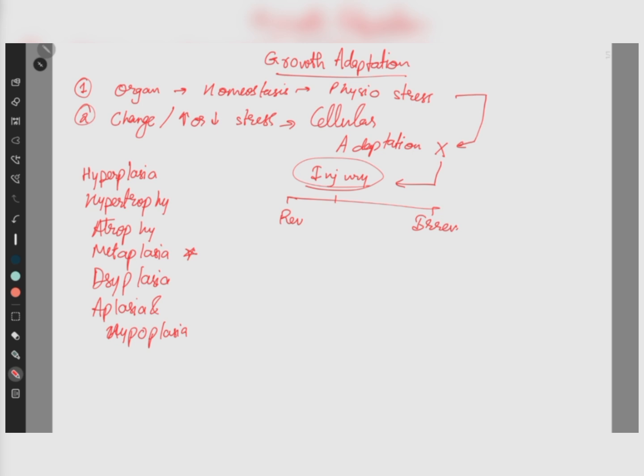Now one point here to remember is that adaptations are not permanent. They are reversible. When stressful conditions are withdrawn, the cells revert back to their original form, which shows that adaptations are reversible. So moving forward, let's see the various forms of adaptations in detail.